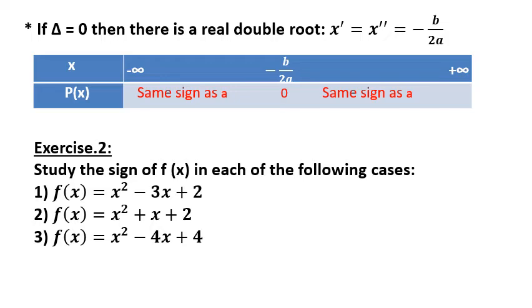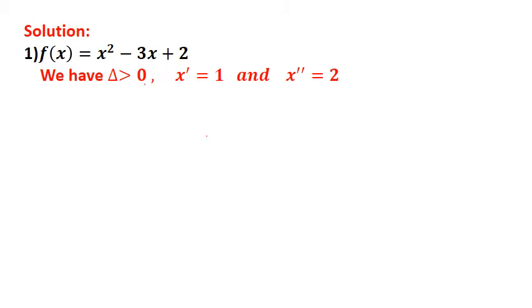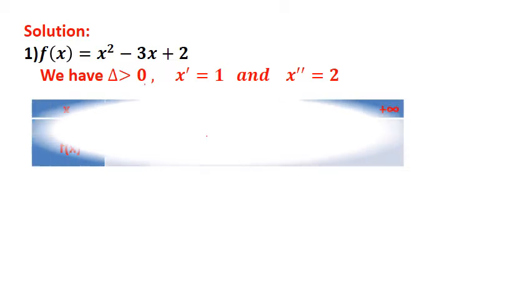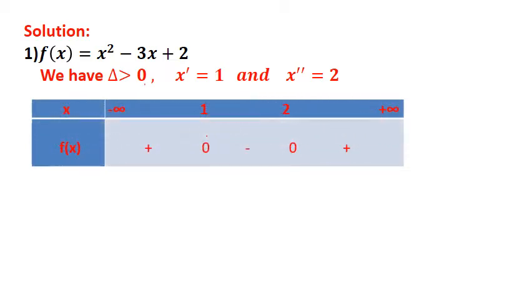Exercise 2. Study the sign of f in each of the following cases. Part 1. f of x equals x power 2 minus 3x plus 2. We find its roots. We have delta greater than 0, or by calculator we find the two roots, x prime equals 1 and x double prime equals 2. Then we draw its table of sign.